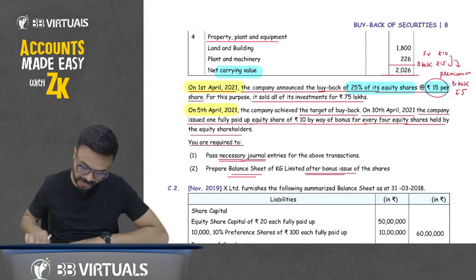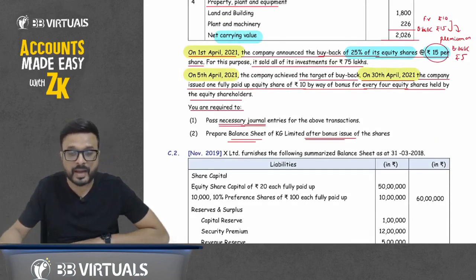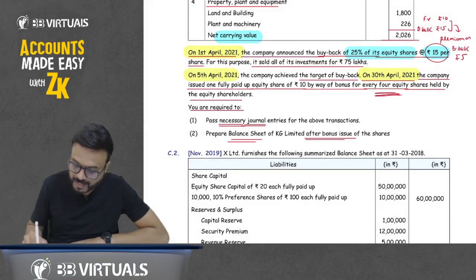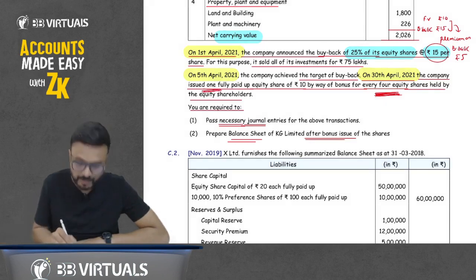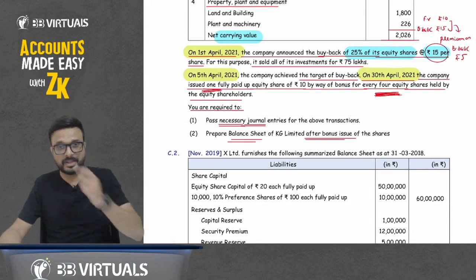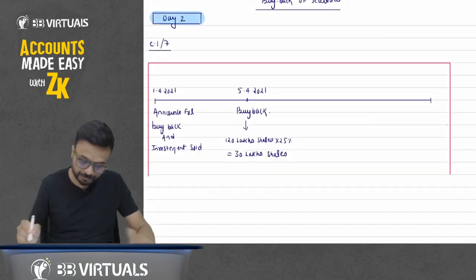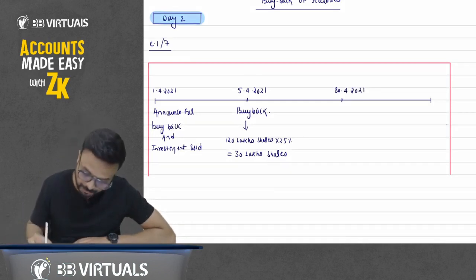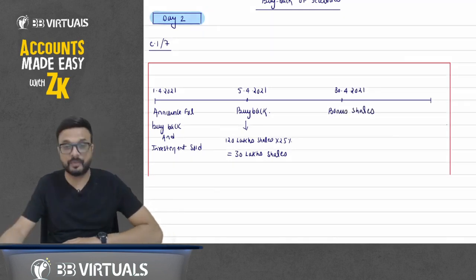But it is mentioned in the question that later on, on 30th of April 2021, the company actually issued the bonus shares. For every 4 shares, they have given 1 share. Suppose you are my shareholder: for every 4 shares of your existing shares, I am giving you 1 share as bonus share, free of cost.